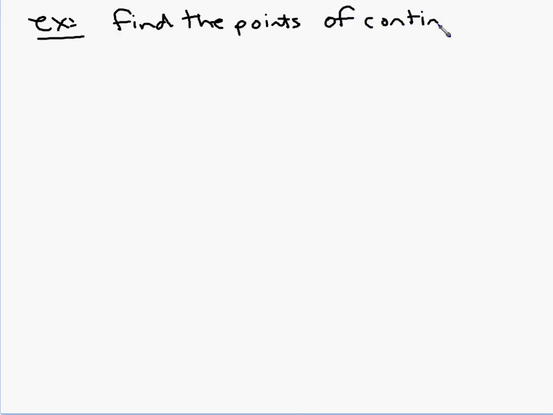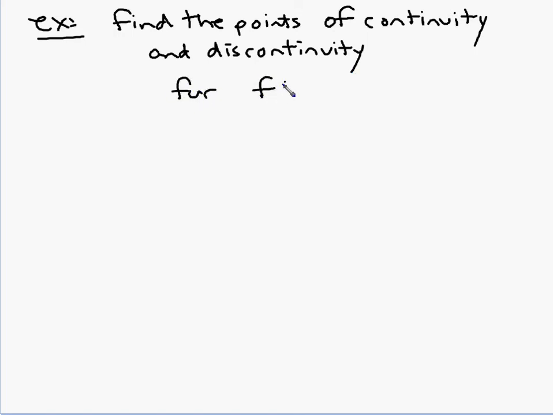Now, let's look at the greatest integer function. Let's find the points of continuity, that means where it's continuous, and discontinuity, where it's discontinuous, for f of x equals the greatest integer function.